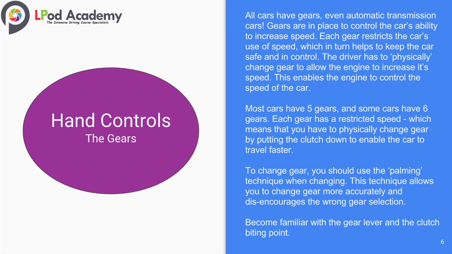Most cars have 5 gears and some cars have 6 gears. Each gear has a restricted speed, which means that you have to physically change gear by putting the clutch down to enable the car to travel faster. To change gear, you should use the palming technique. This technique allows you to change gear more accurately and discourages the wrong gear selection. Become familiar with the gear lever and the clutch biting point.